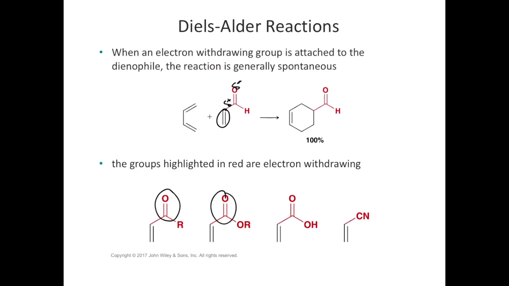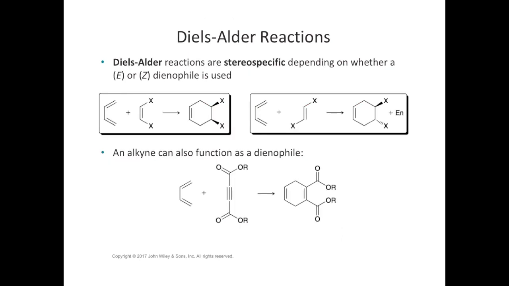Here we have a cyano group. So this is a carbon triply bonded to a nitrogen. Same type of effect. Nitrogen's more electronegative, so it's going to pull electron density away from that carbon, making it a partially positive carbon. The next thing to know is that Diels Alder reactions are stereospecific.